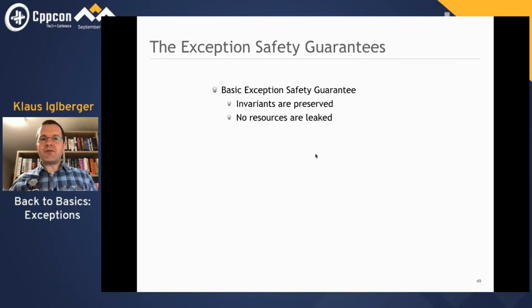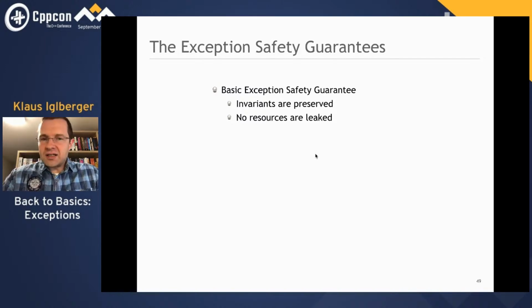The first level of exception safety guarantee is called the basic exception safety guarantee. That already is pretty valuable because, first of all, it promises us that invariants are preserved. Invariants are the one and only thing that you can trust, the one thing that definitely needs to be something that you can count on, so this is already pretty valuable. And second, the basic exception safety guarantee promises that no resources are leaked. Also something that is particularly valuable.